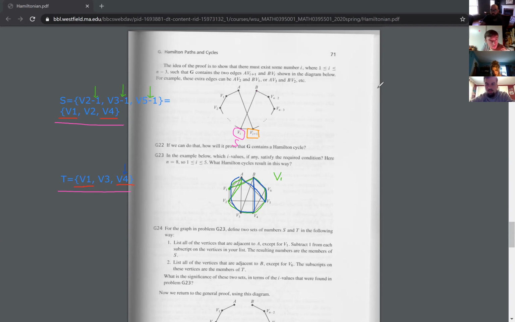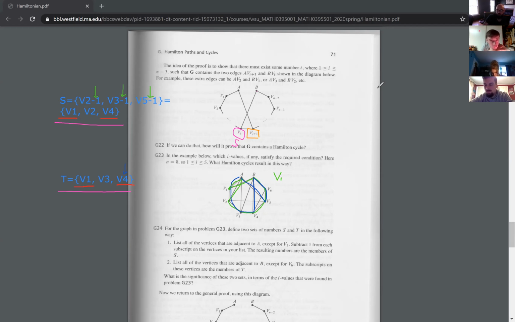So the proof is going to be, yes, we can extend to a Hamiltonian cycle because we're going to go from A out to V I plus 1, go around, jump back to VI, and come back around like this. All you have to do now is prove that the intersection of these two sets is not empty.